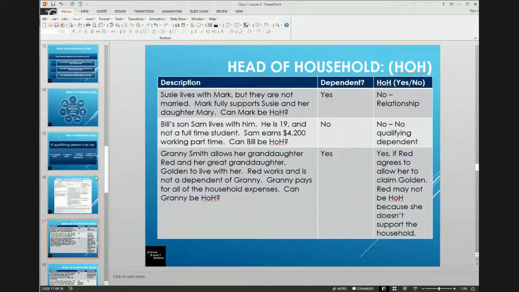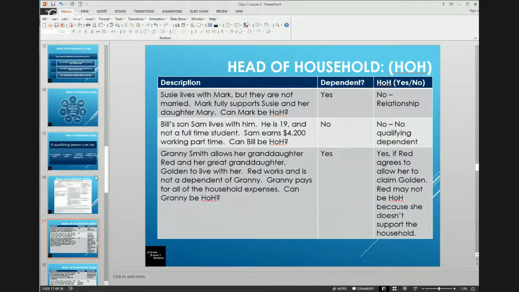Next question. Bill's son Sam lives with him. He is 19 and not a full-time student. Sam earns $4,200 working part-time. Can Bill be head of household? And the answer here would be he does not have a dependent. Sam is over 19 and made over $3,950. So Sam would not be able to be claimed by his father. And so therefore, unless there's another qualifying child, Bill would not be able to use head of household. Next example.